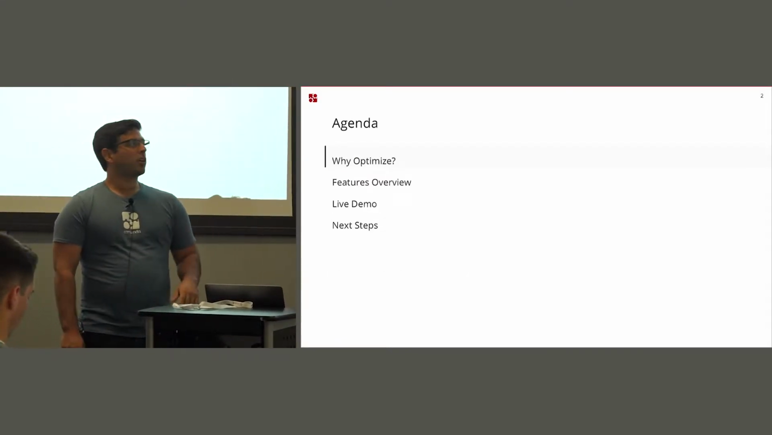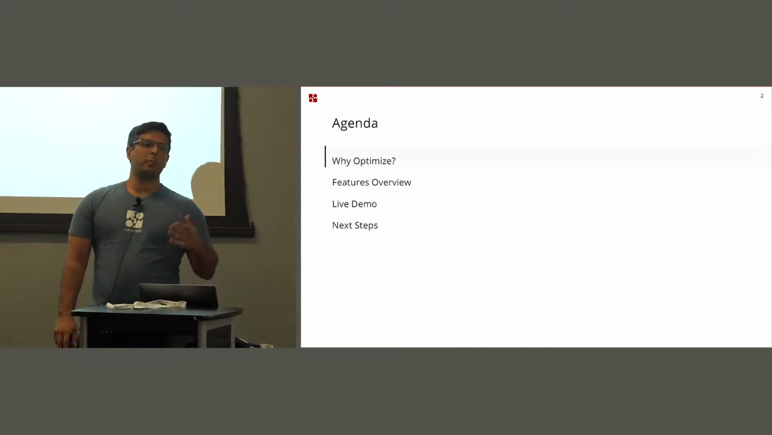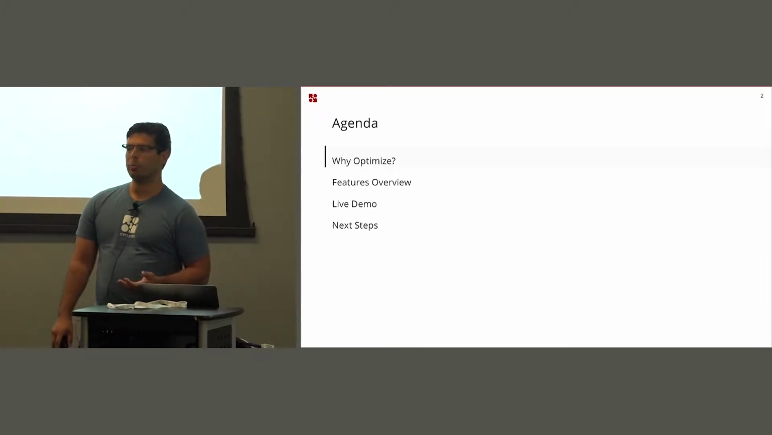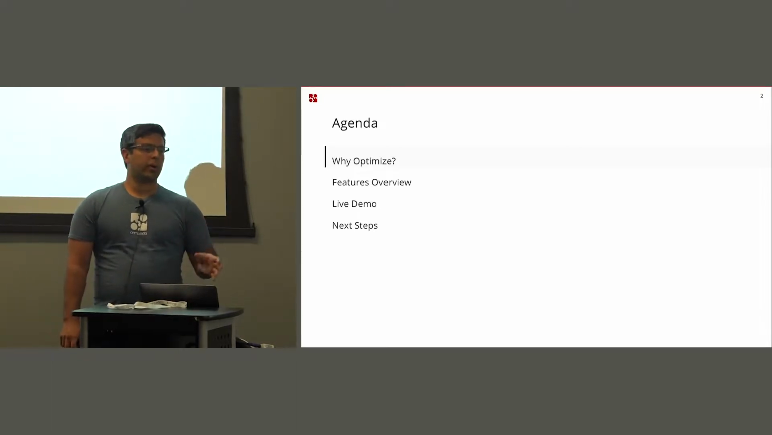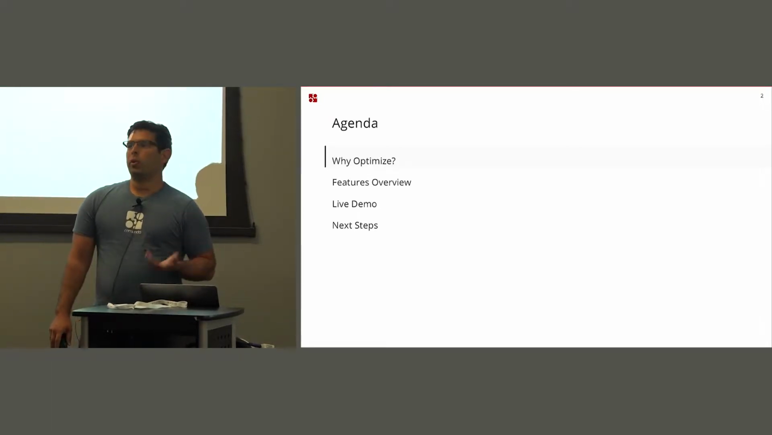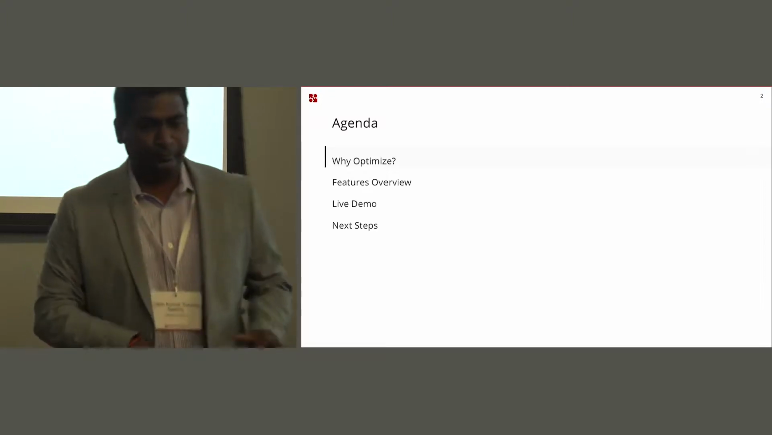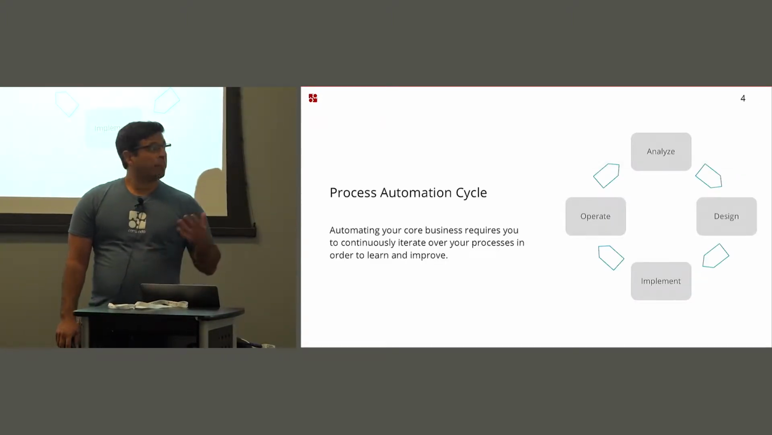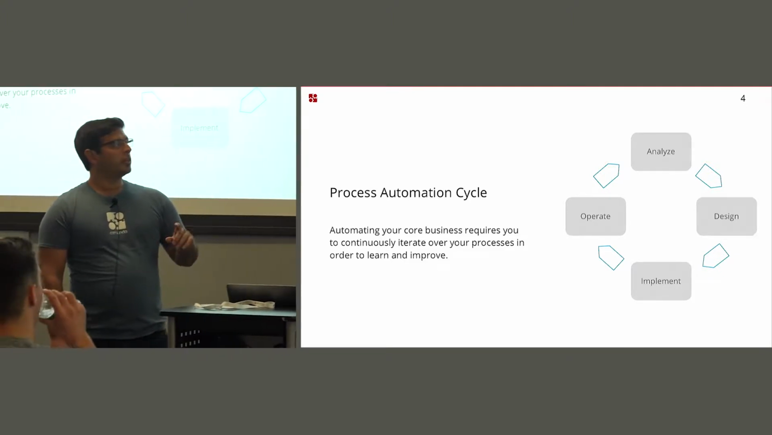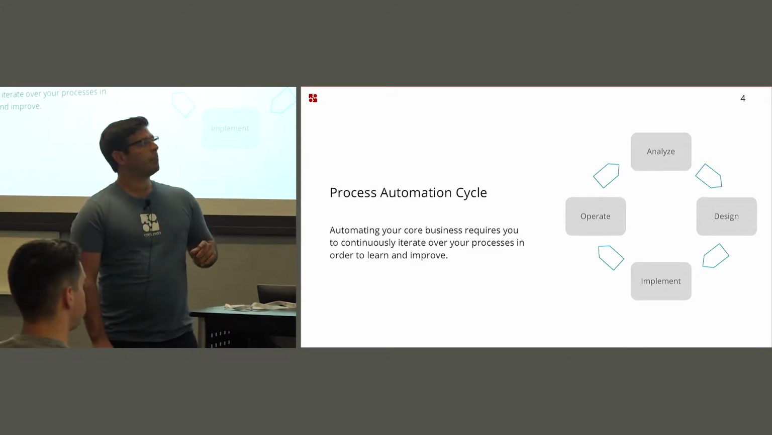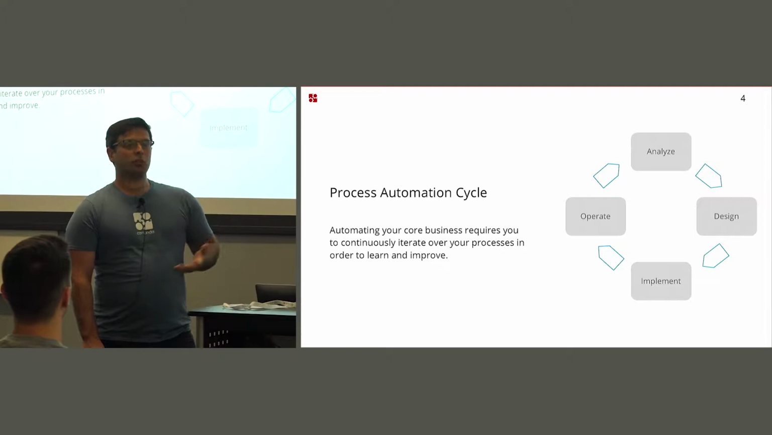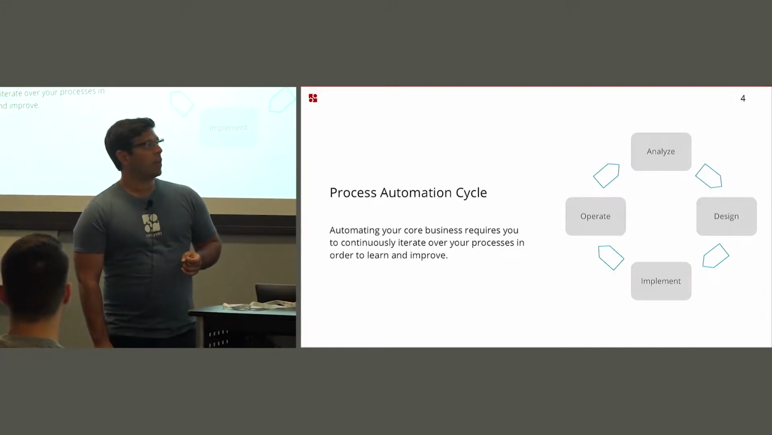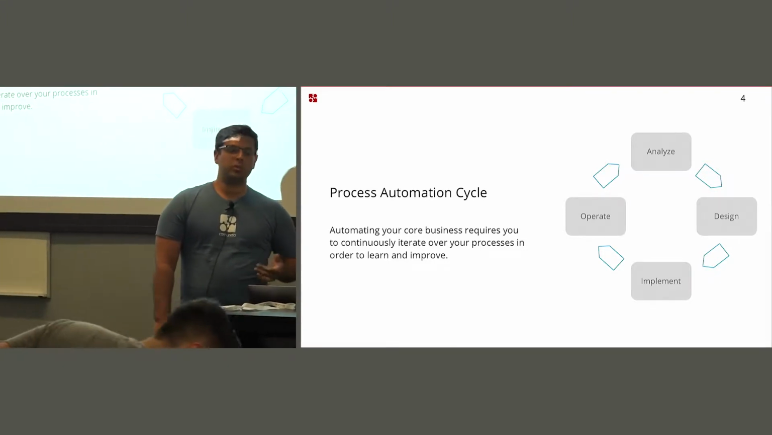The first thing I'm going to talk about is why Optimize. Bernd gave you a little bit of an overview of why we have Optimize and how we can help you. I'm going to quickly elaborate on that and why we have that product. But before we jump into it, let's quickly look at this process automation cycle and where Optimize falls into.